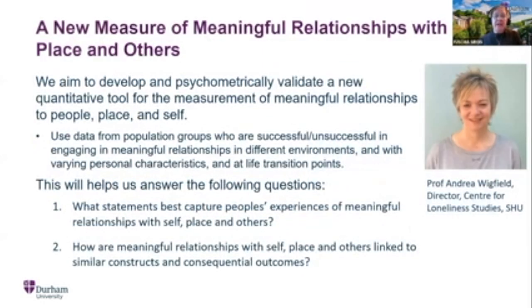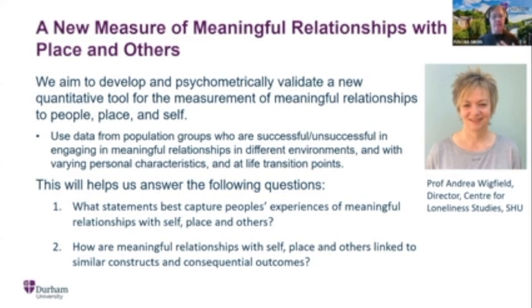So part of our plan is to develop this measure of meaningful relationships with self, place, and others, and validate a new quantitative tool for the measurement of meaningful relationships. As I said, this is part of a larger project where there will also be a qualitative tool developed at the same time. The two work streams we have planned will intersect at certain points. Some of the qualitative work will inform this quantitative work, and certainly there'll be co-production involved too. But again, it's a huge project that hopefully we'll get some support to launch. I'm just going to be speaking about the quantitative side of things here.